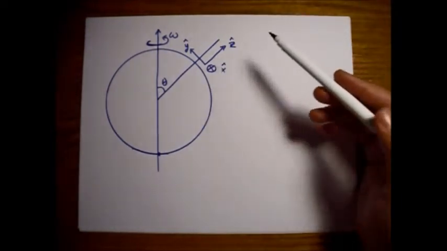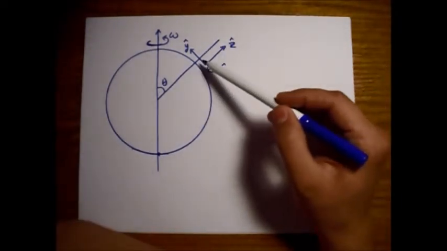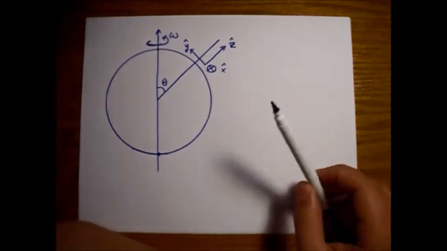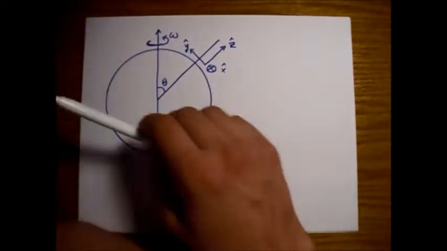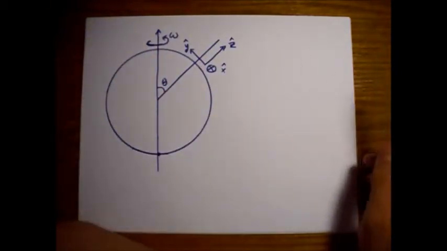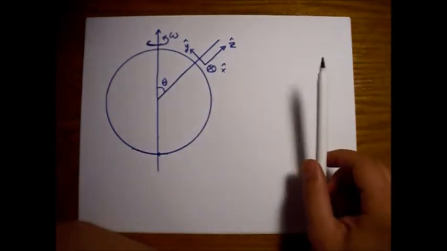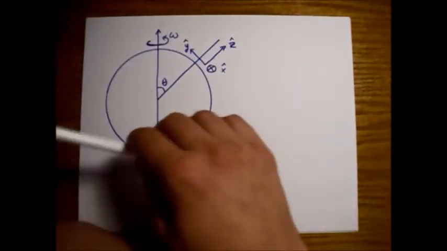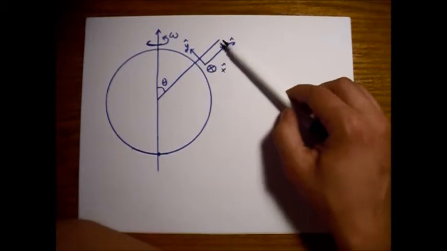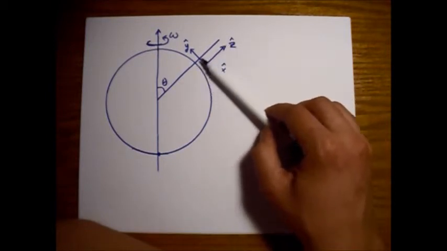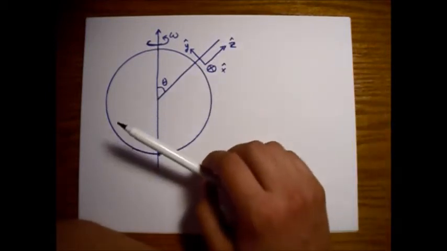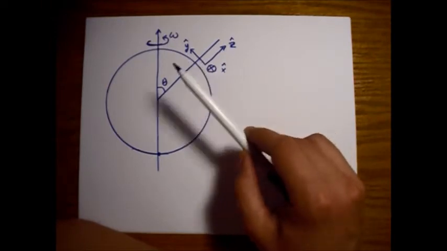Just to keep things simpler, we're not going to be launching the projectile from one location to another on the Earth. We're just going to be sticking mainly in the z direction, so straight up and down with respect to the Earth's surface at this point.